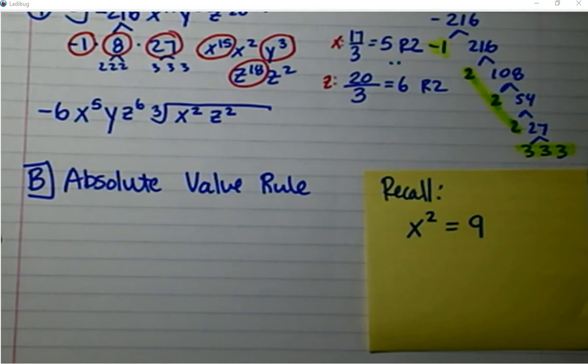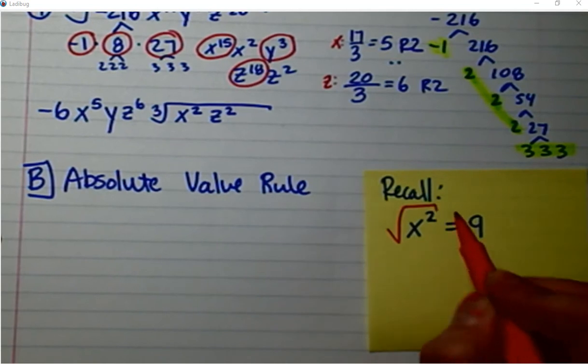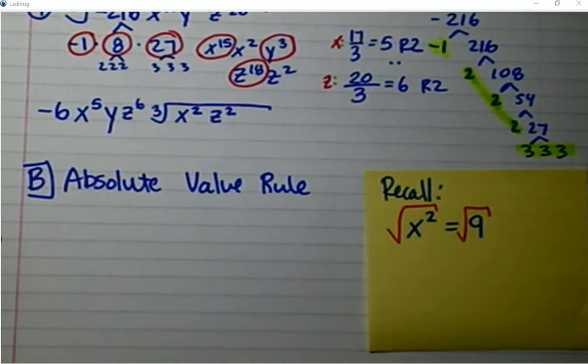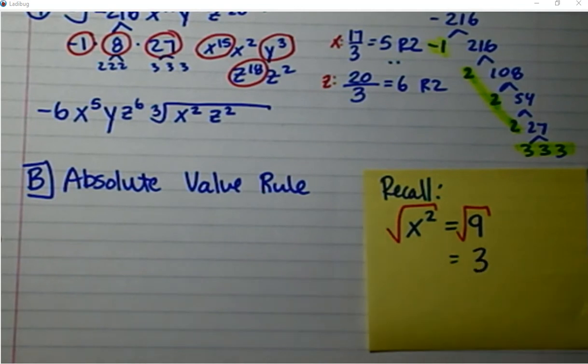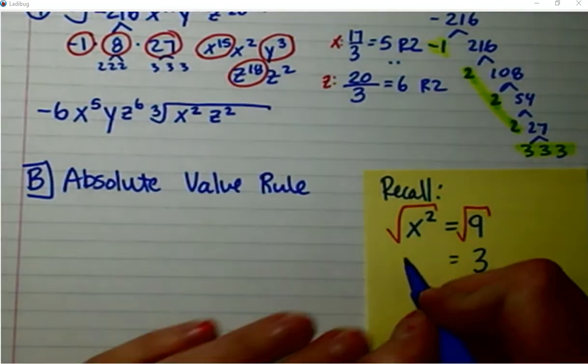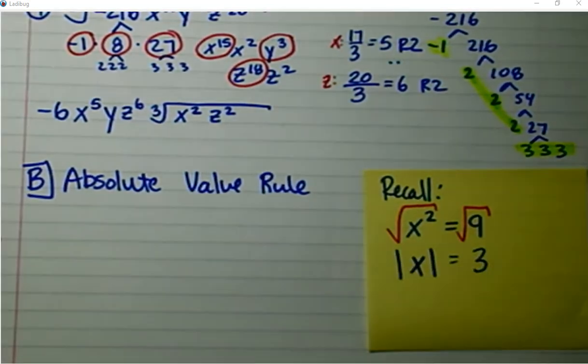X squared equals 9, guys. How do you solve that? Fantastic. Okay, what's the square root of 9? 3. Or negative 3. Wait, almost. This is what we're getting to. Okay, absolute value. That's why we get plus or minus. Now, I didn't tell you it was called the absolute value rule. I just taught you that's how it simplifies because that's how it simplifies.